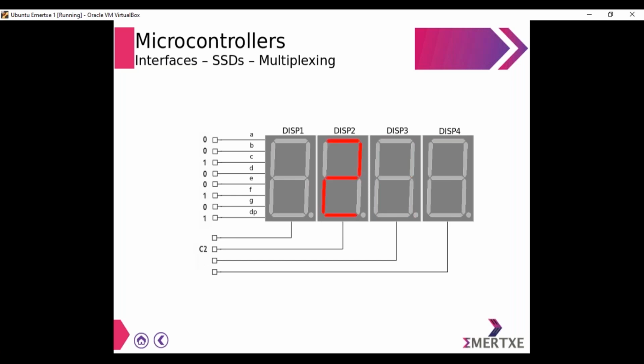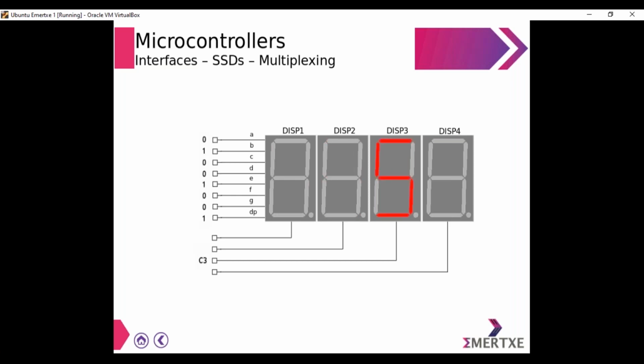So as of now, I'm providing the data for 2, turn on the second SSD. I provide the data for 5 and turn on the third SSD. How do you think I will be able to show both 2 and 5 together? Actually, something like this. I don't want to see the toggling.